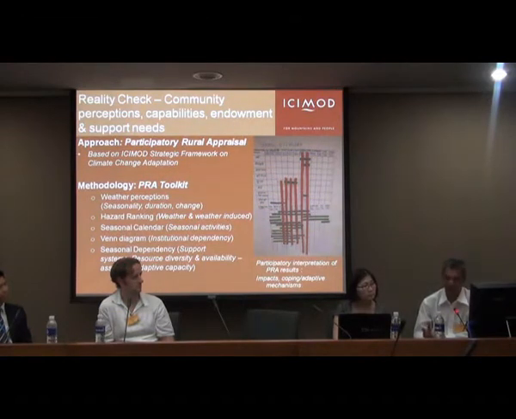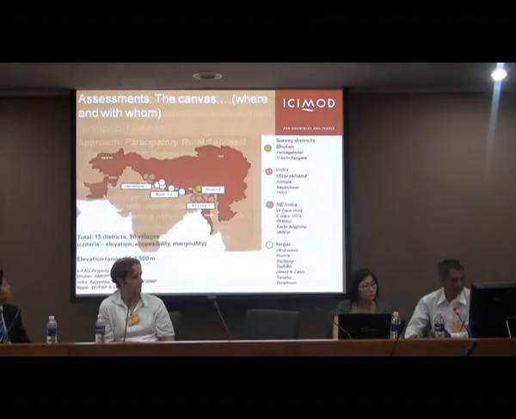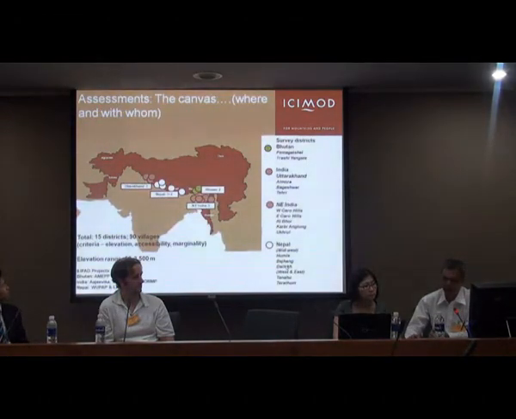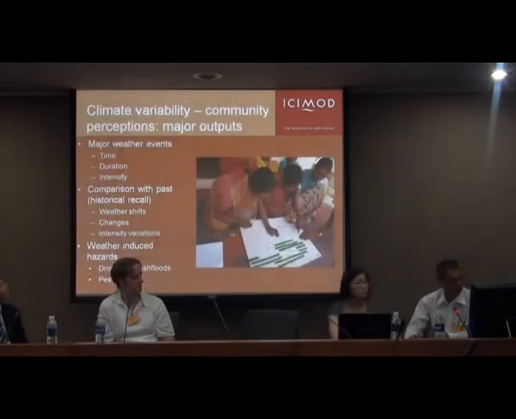Seasonal calendar in terms of the activities. The Venn diagram, which shows institutional mechanisms, and the dependency matrix, which is to assess adaptive capacities and the natural resource endowment which is there, right? Now, this was done in 3 countries across India, Nepal, and Bhutan.